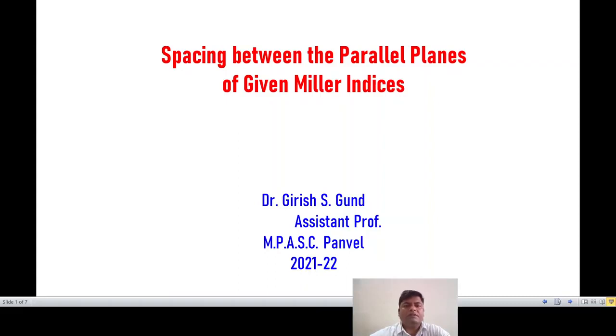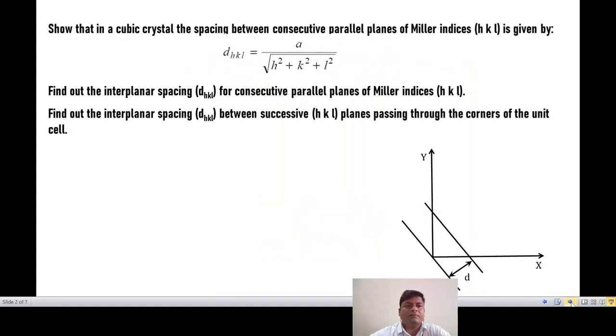Today we will discuss the spacing between the parallel planes of given Miller indices. On this article, a question can be asked: show that in a cubic crystal system, the spacing between the consecutive parallel planes of Miller indices HKL is given by this equation. So we have to prove this equation: d_HKL is equal to a upon the square root of h square plus k square plus l square.